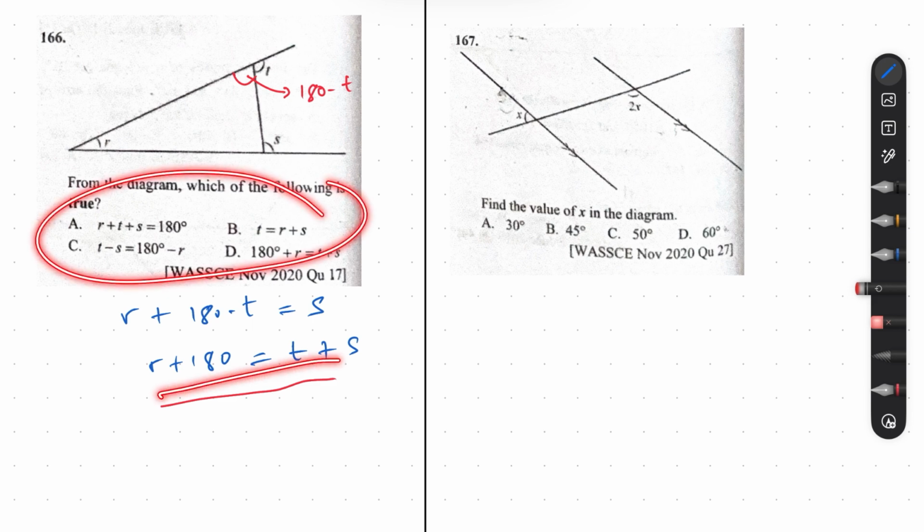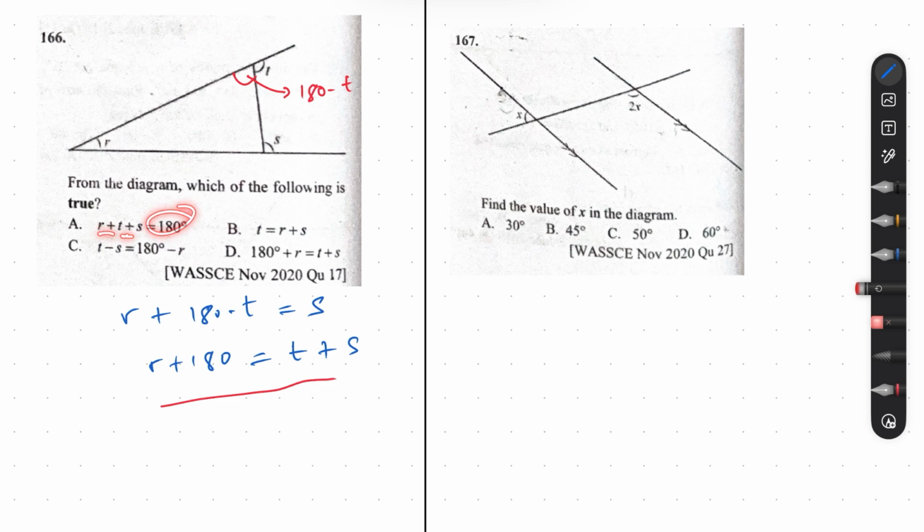Now which of these matches this? Let's take a look. A: r plus t plus s equals 180. That is not true. B says t equals r plus s. It is also not correct. C says t minus s is equal to 180 minus r. That is also not true. The last one says 180 plus r, which is this, is equal to t plus s, which is this. So our answer is what? D.